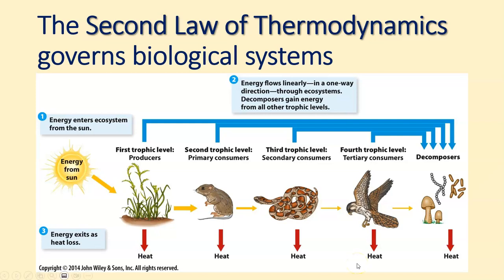And the first organism that can harness that energy from the sun would be the producers, like the plant shown here, the grass. Now, the grass itself needs to use some of that energy to survive for its own metabolic processes. So ultimately, the grass, through those metabolic processes, is going to give off heat. Heat is energy, but it's low quality energy and it can't be reused.